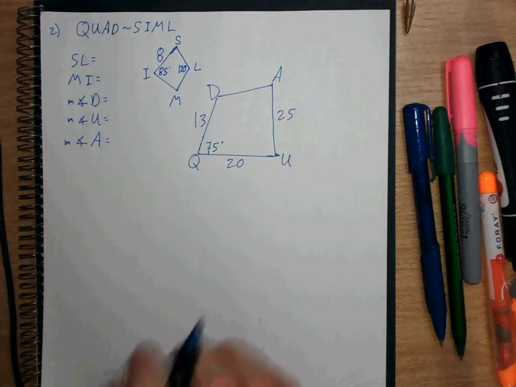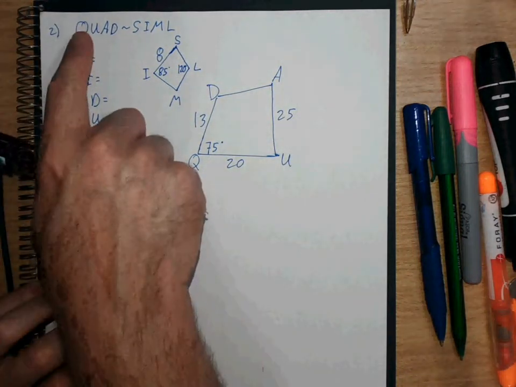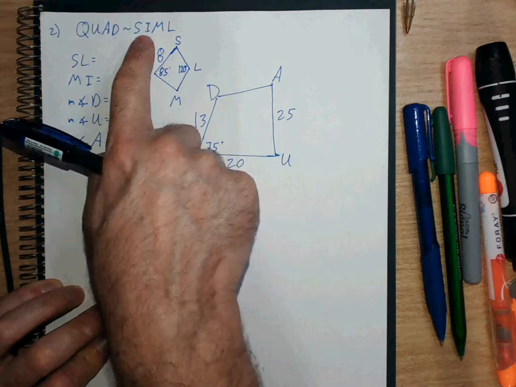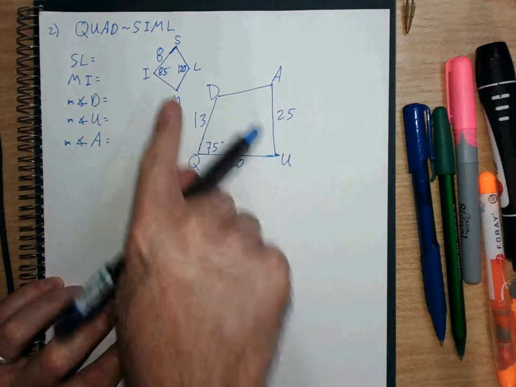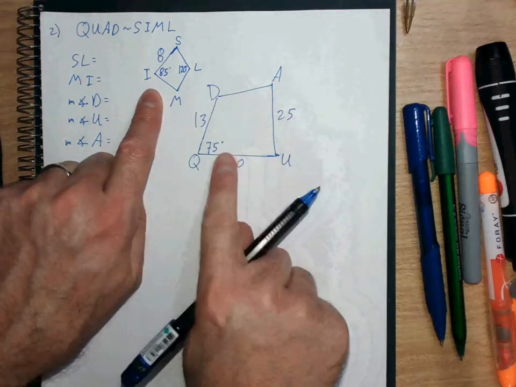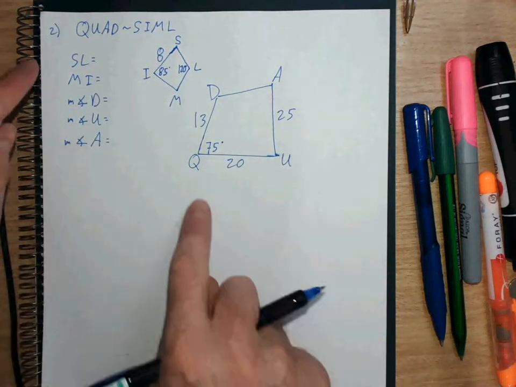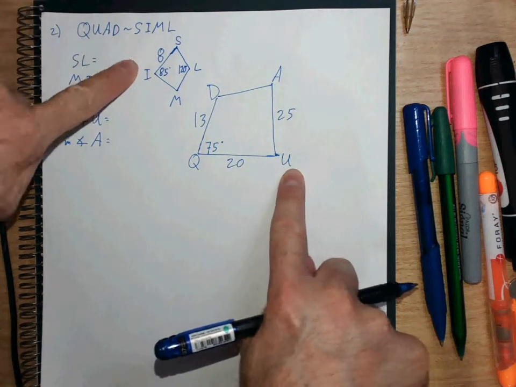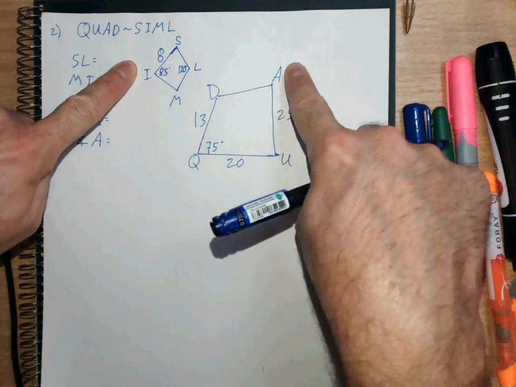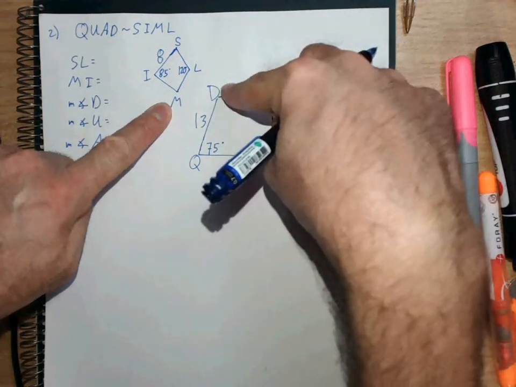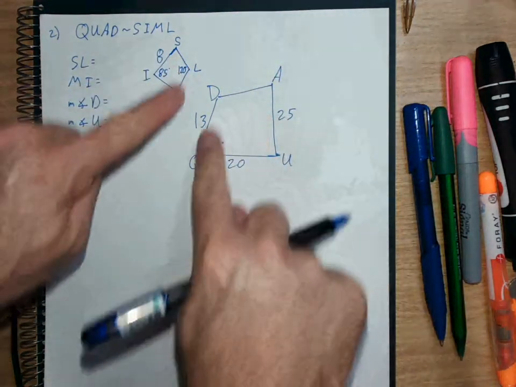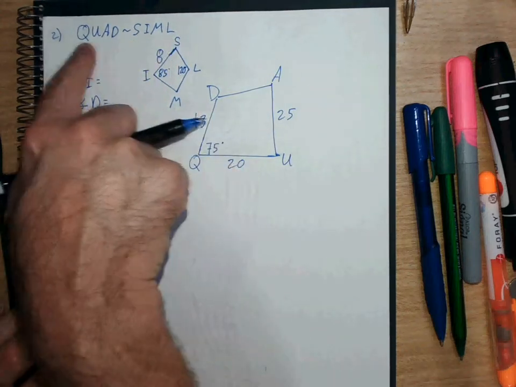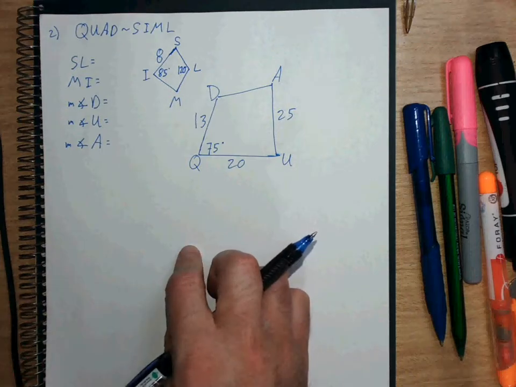And we're back. Okay, we are looking at number 2 on this class kick. We have quadrilateral QUAD is similar to quadrilateral SIML. Now notice that it's hard to tell what's going on in terms of reflection and rotation and things like that, because Q corresponds to S, U corresponds to I, A corresponds to M, and D corresponds to L. Okay? So it's a little counterintuitive how it's drawn. You just need to be careful with that. We want to remember to trust the similarity statement about what corresponds to what.